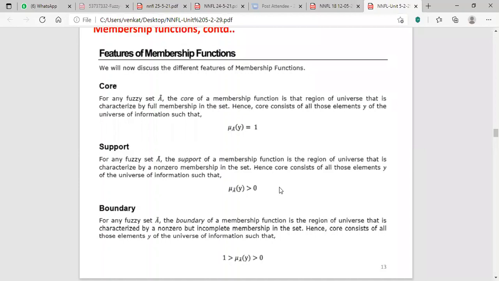Support is the region of the universe characterized by non-zero membership in the set. Hence, the core consists of all the elements of y. But here, support has only non-zero members in the set, that is, mu A of y is greater than 0.